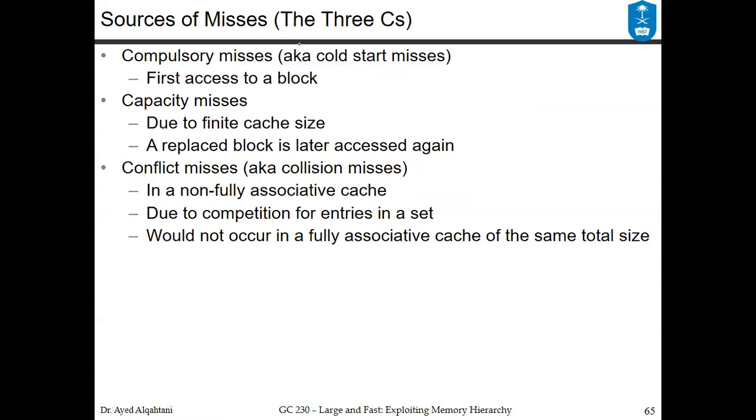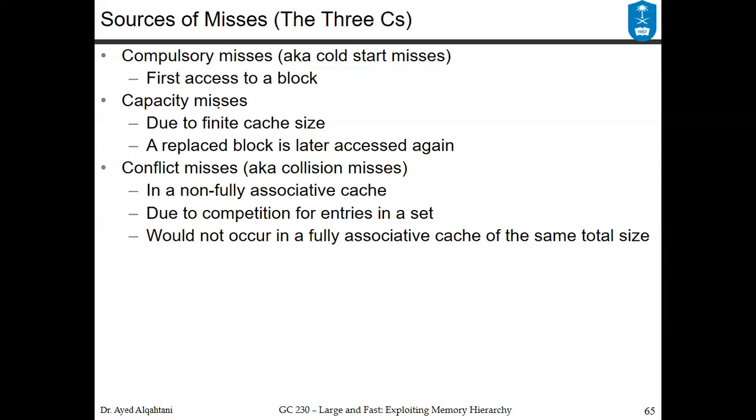Now, the sources of the misses. We have three sources, and we call them the 3 C's: the compulsory misses, the capacity misses, and the conflict misses. The compulsory misses, also known as the cold start misses, occur when you have a first access to a certain block. You have a compulsory miss; there you must miss. Also, if you just started the system and the cache is empty, all the valid bits are equal to 0. At this point, it's compulsory misses.